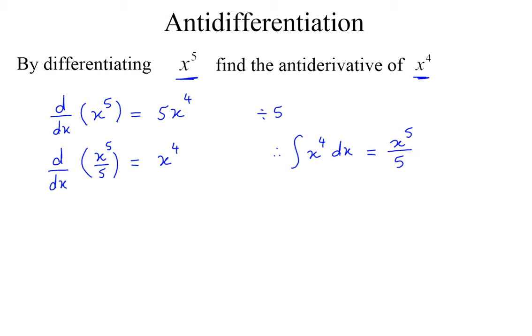Or you can write this in words. You'd say, therefore, the antiderivative of x to the power of 4 is x to the power of 5 over 5.